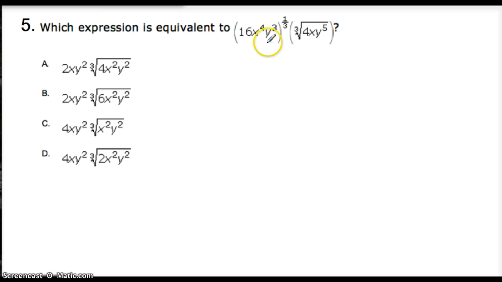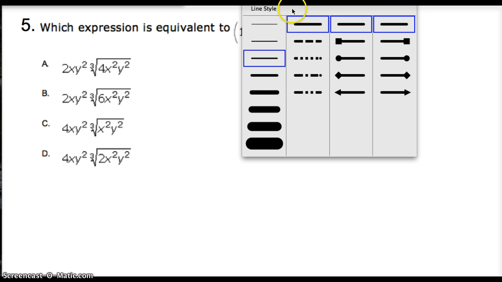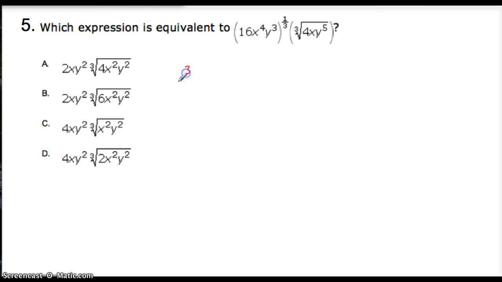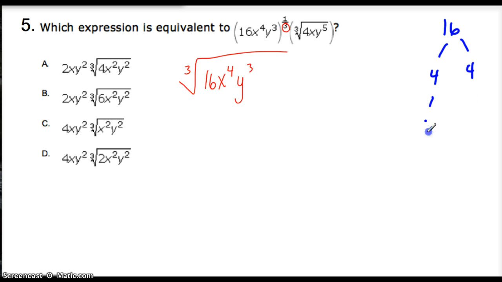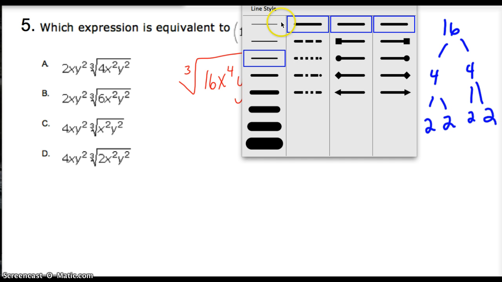So the first thing that I'm going to do is change this back to a radical statement, because I can understand the radical a little bit better when I'm reducing. It looks more familiar to me. So remember, this goes to the index number, and then the ones are the exponents, so it's just going to stay the same underneath the radical. So now I'm going to reduce. I'm going to come over here in blue and break 16 down, which is 4 and 4, and then 2 and 2, and 2 and 2. So I have 4 2's underneath there.